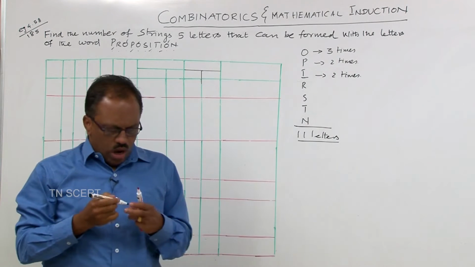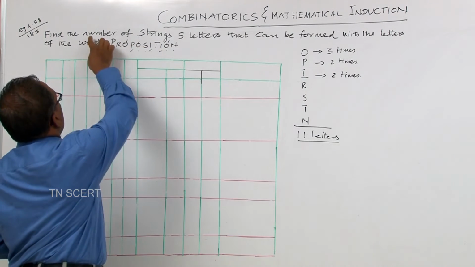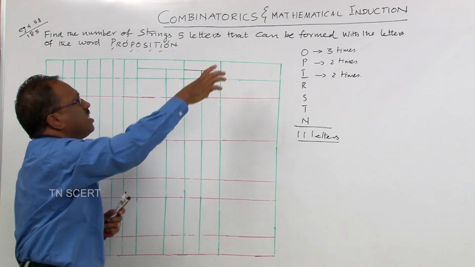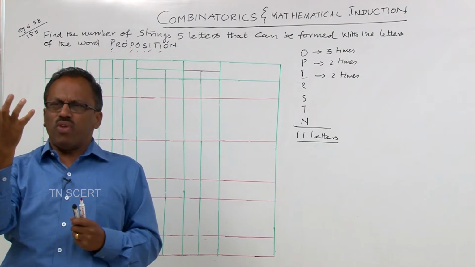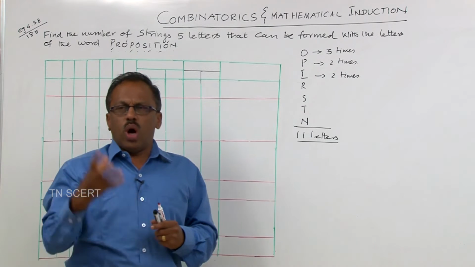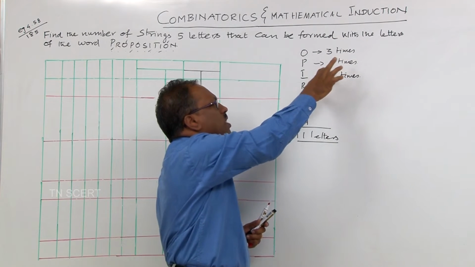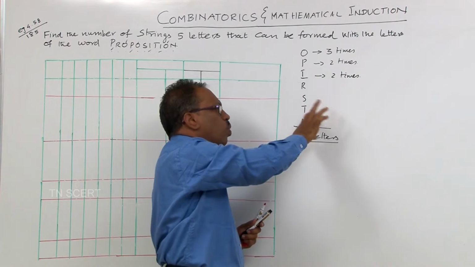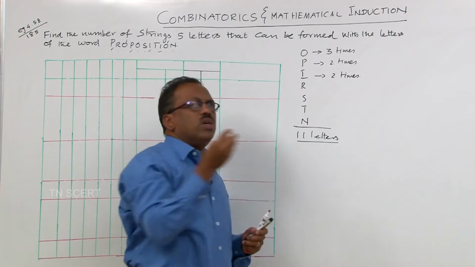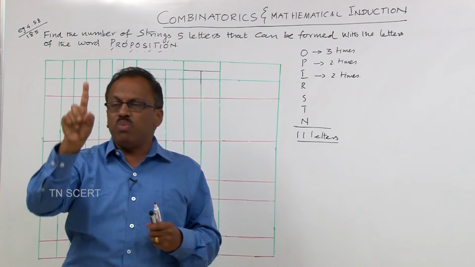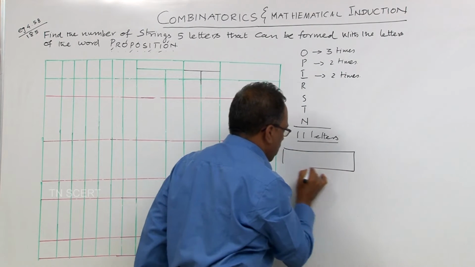Okay, now let us discuss this. We have to find the number of strings of 5 letters that can be formed. How many O's are there? 3 O's, 2 P's, 2 I's, 1 R, 1 S, 1 T, 1 N. These are the letters we have. We have to frame a 5 letter word. In what way can we frame it? Let me explain.